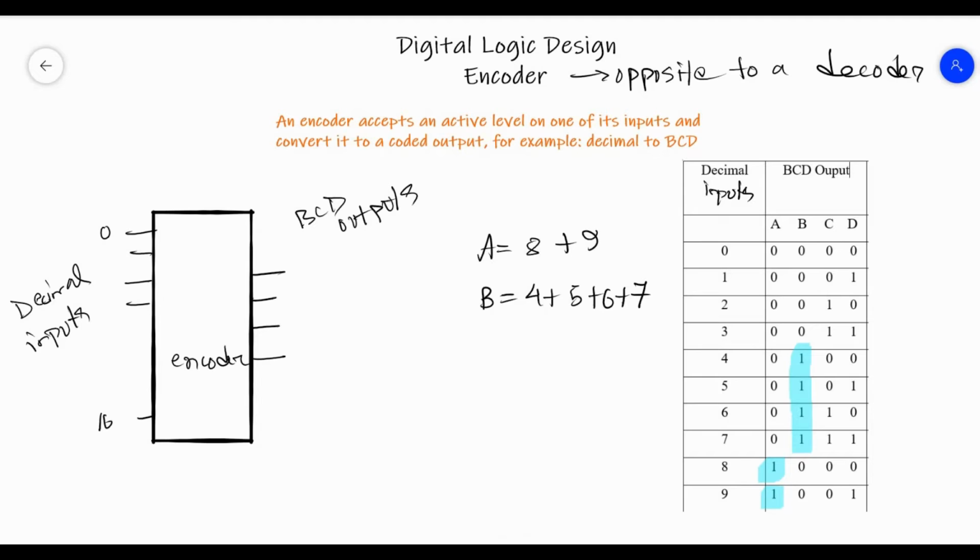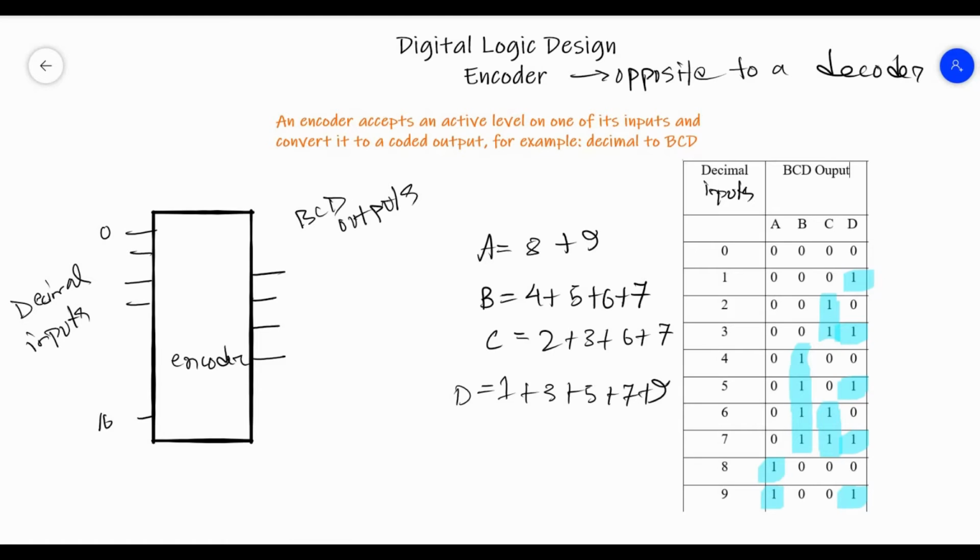In this way, let us see for C. So we have this sequence for C. C is equal to 2 plus 3 plus 6 plus 7. And finally, for D, we have 1 plus 3 plus 5 plus 7 plus 9.